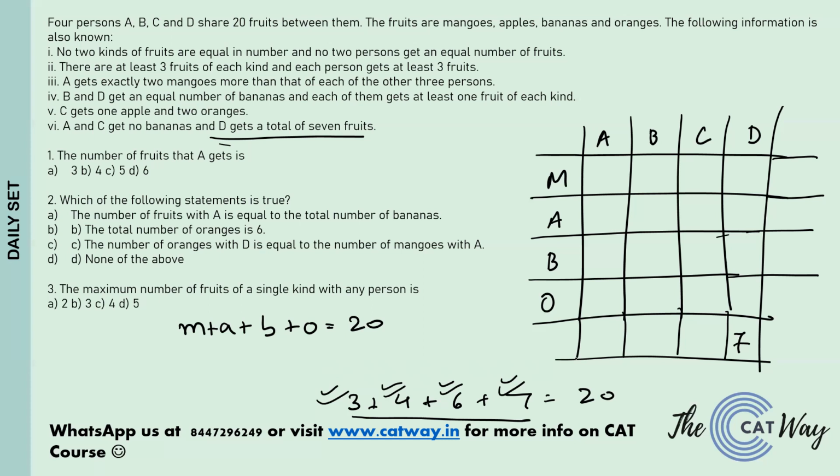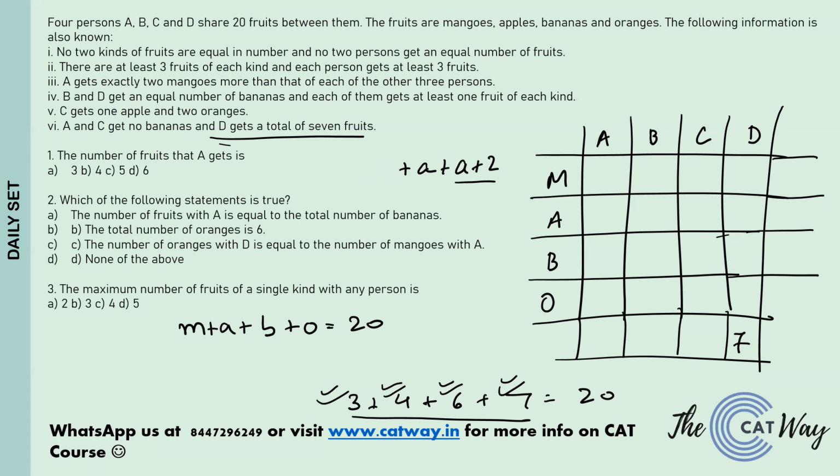Okay, so let's say one person, D, got a number of mangoes. That means C also got that number of mangoes, and B also got that number of mangoes. And what is the total number of mangoes that A has got? A got A plus 2, since each of the other three had A, and he has plus 2. That means he had a total of A plus 2.